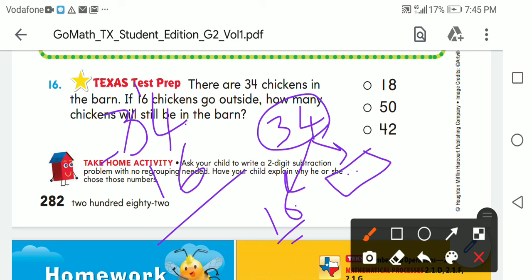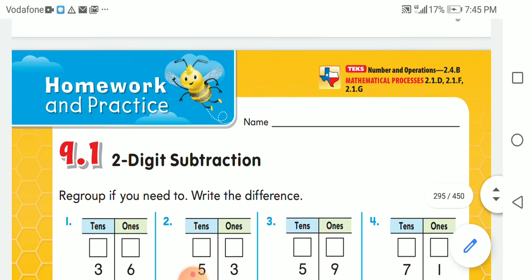So 4 minus 6 can't be. Take 1 from here. This is 14. 14 minus 6 gives me what? Gives me 8. After 6, 7, 8, 9, 10, 11, 12, 13, 14. Then this 3 becomes 2. 2 minus 1, 1. So the answer is 18 chickens still inside.